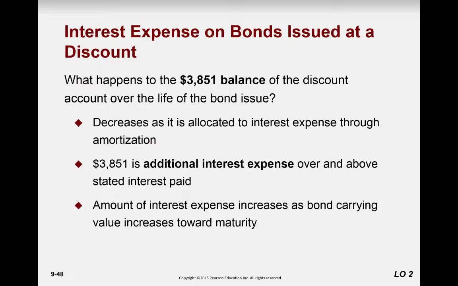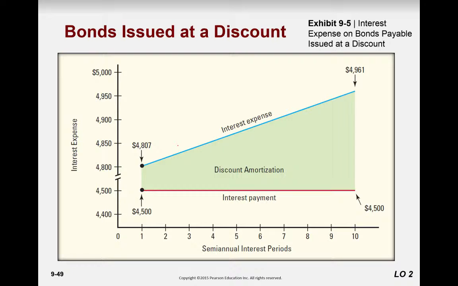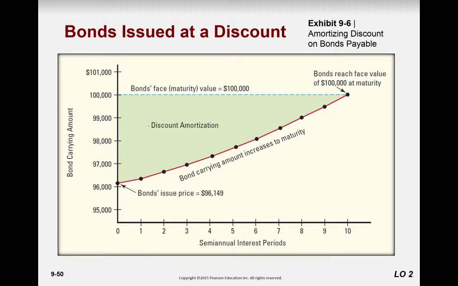So what happens to the 3851 balance of the discount account over the life of the bond issue? Basically, it decreases as it is allocated to the interest expense. And so then you see we have an additional payment. So here's a visual picture of your interest expense going higher and your discount amortization getting to the point that it needs to between your two interest payments over the 10 years.